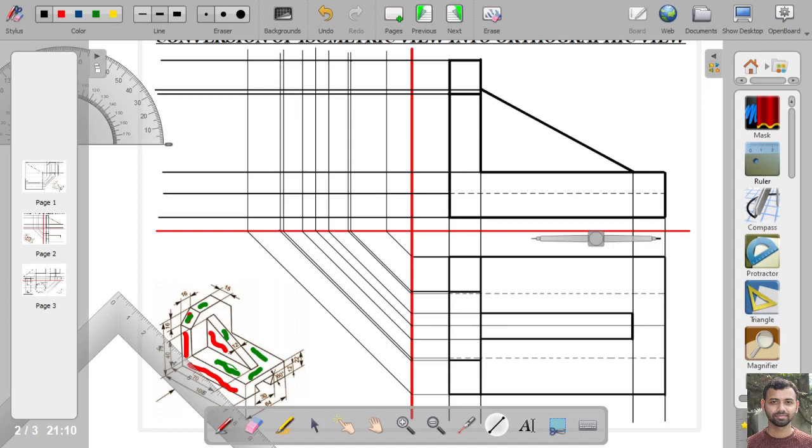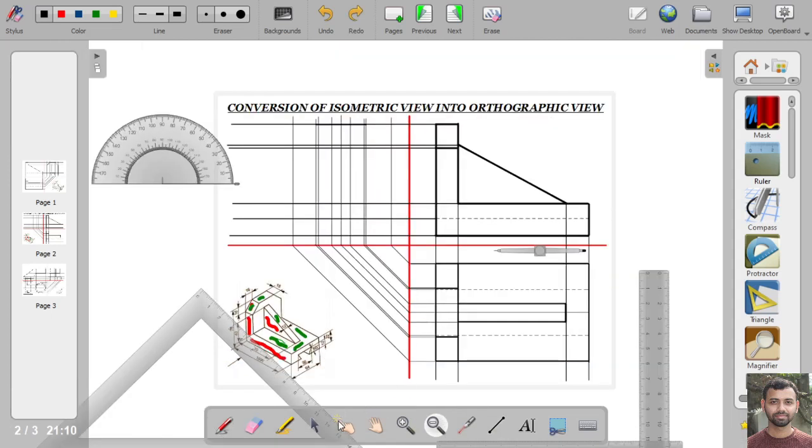That means from this point to this portion. From this portion to this portion, to this portion.